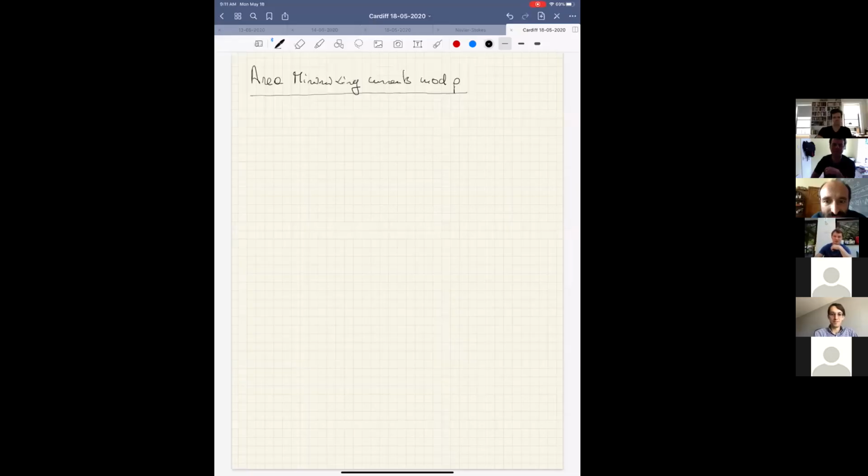Okay, so we are joined today by Camillo De Lellis from the Institute for Advanced Study, who will be talking about area minimizing currents mod P.